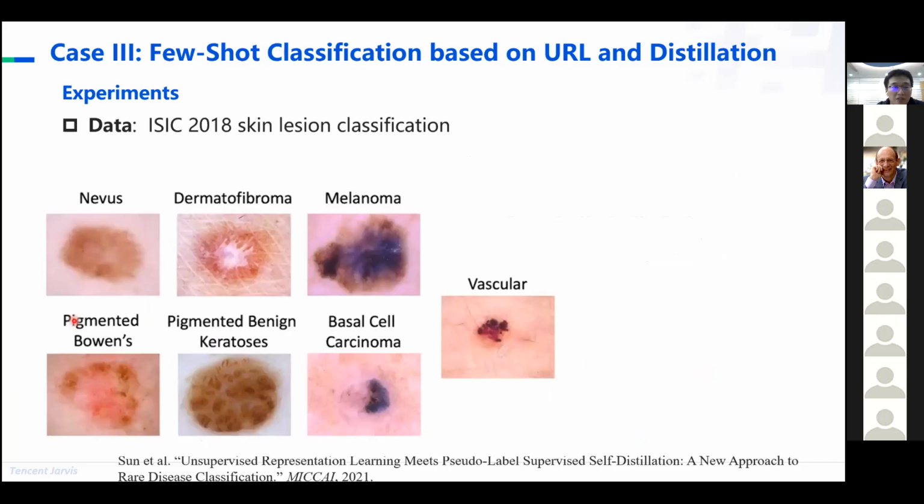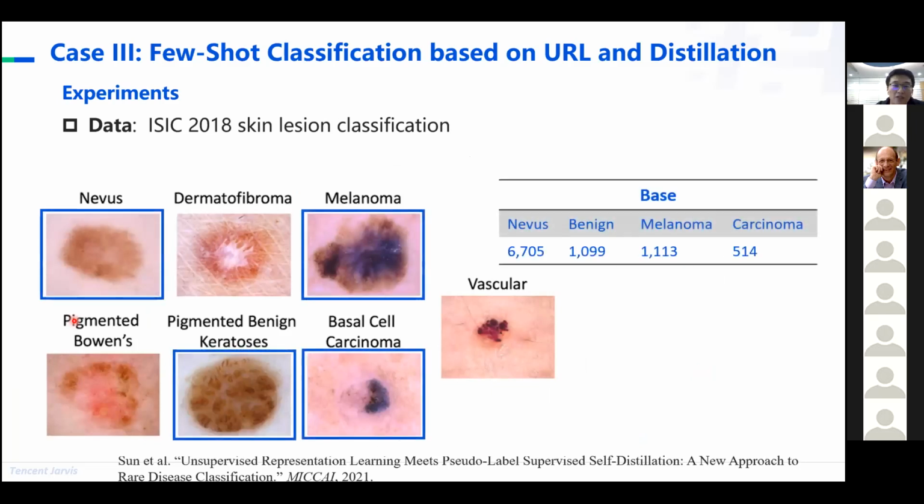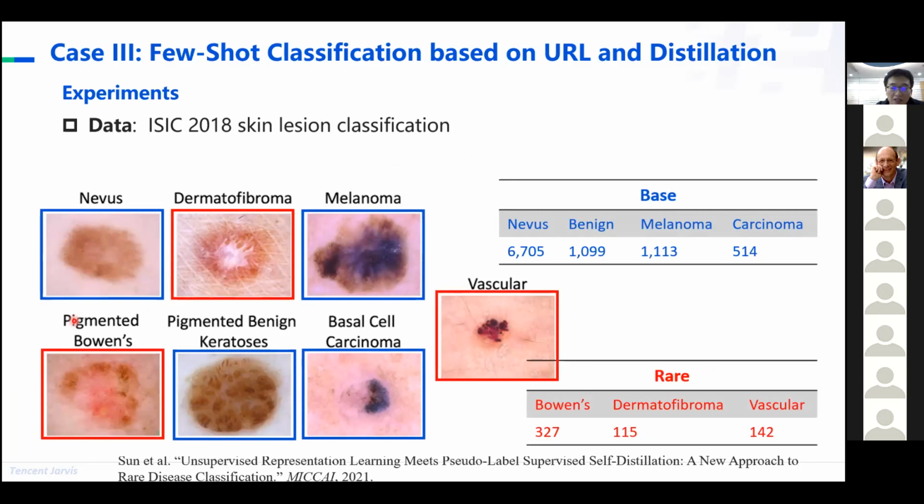Then for experiments, we use the ISIC 2018 skin lesion classification dataset. We treat the 4 classes with the most cases as base classes. Then we treat the other 3 classes as rare diseases. Therefore, our tasks are 3-way K-shot.